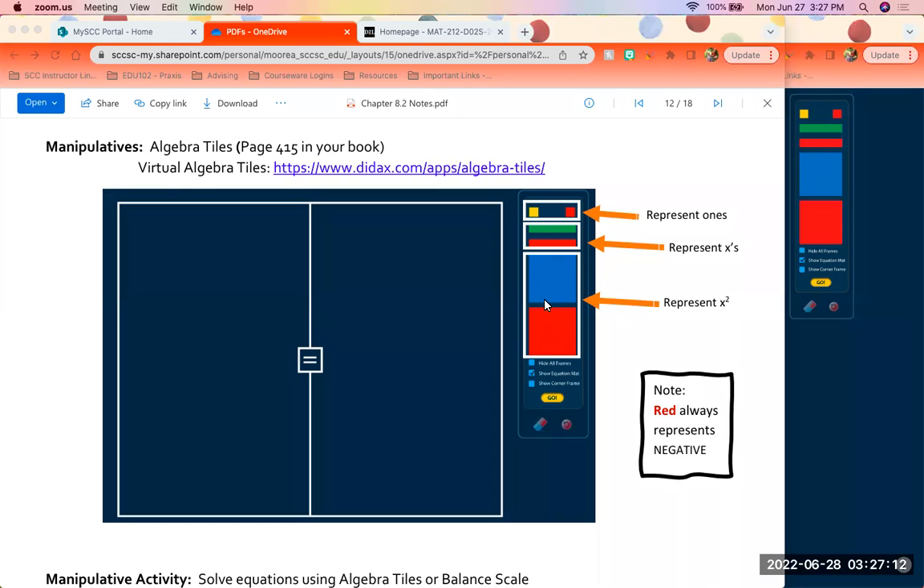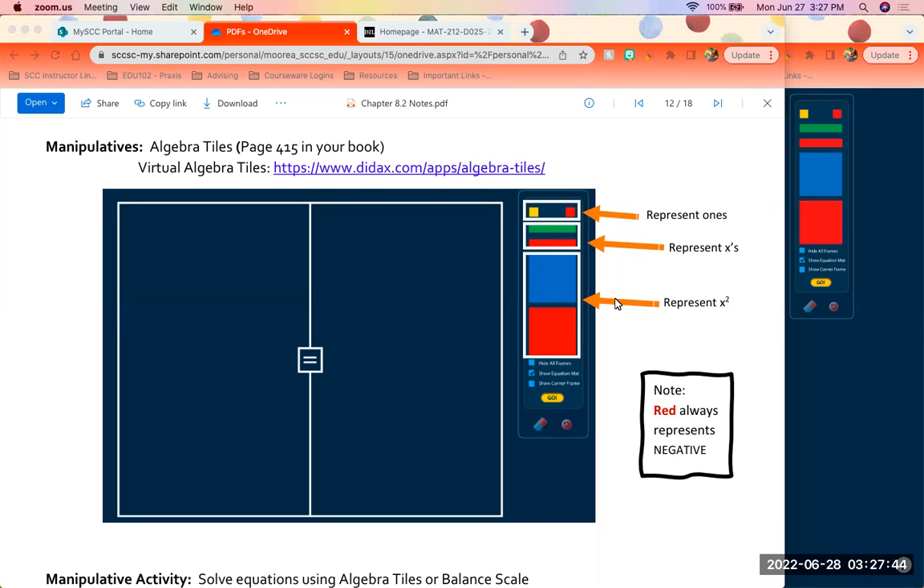Now, we won't use the x squareds in the context of this class, but the great thing about algebra tiles is they can start as early as elementary school with just adding and subtracting numbers and signed numbers, and they can extend all the way into algebra 2, pre-calculus, calculus, and upper level math. So if you set the foundation with algebra tiles, you can actually use them throughout several layers of math.